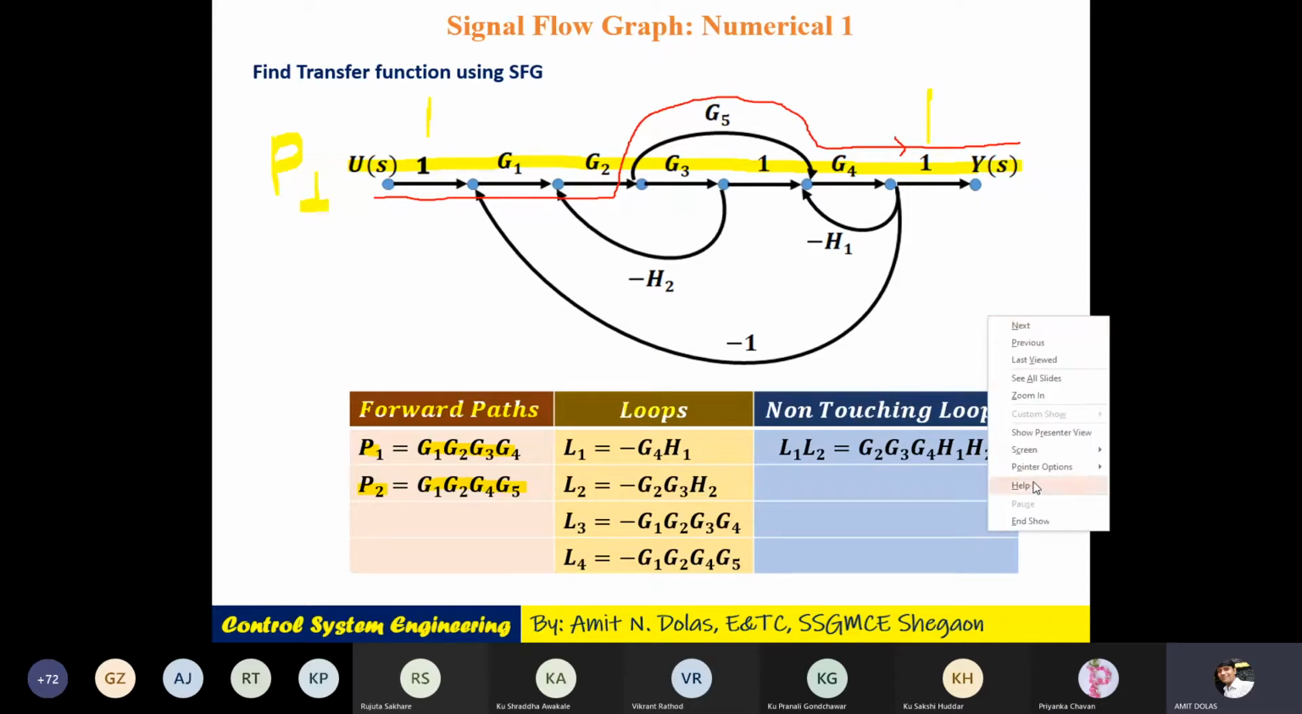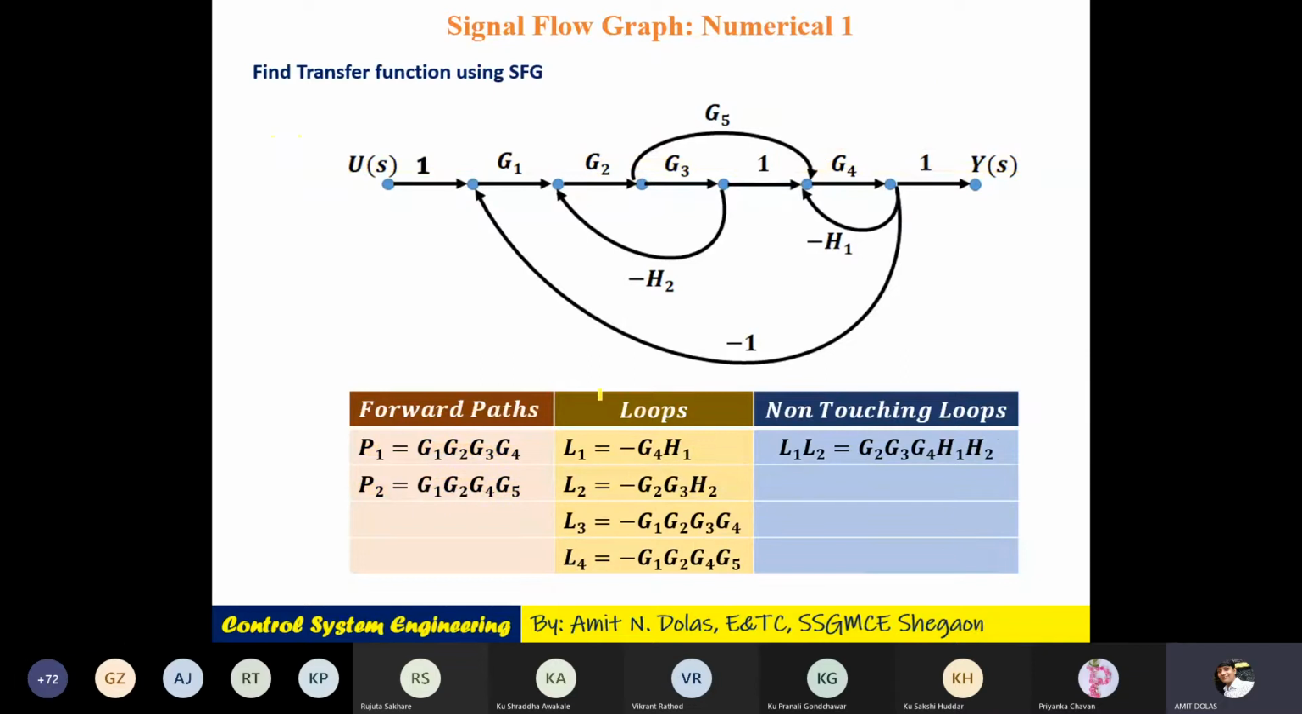What are the different loops here? Let's look at the simple loops. I'll show you L1, which is going through G4 and minus H1. So your first loop is minus G4 H1. Let's say another: I have two gains here, G2 and G3, moving back into G2 using H2, minus H2. So your loop 2 is minus G2, G3, H2.